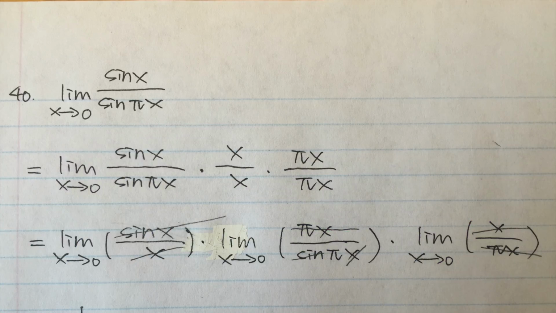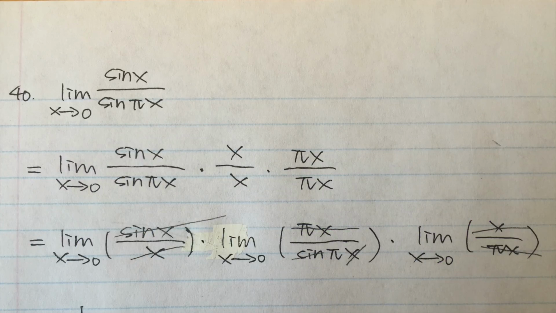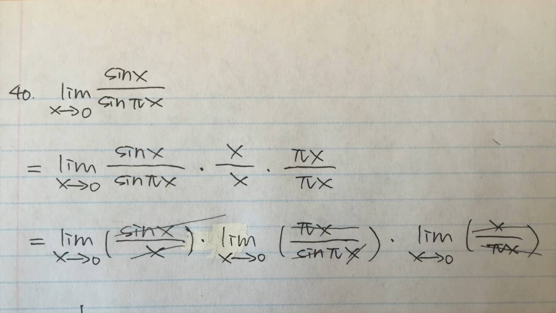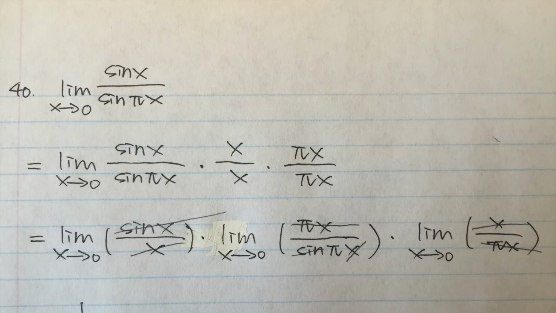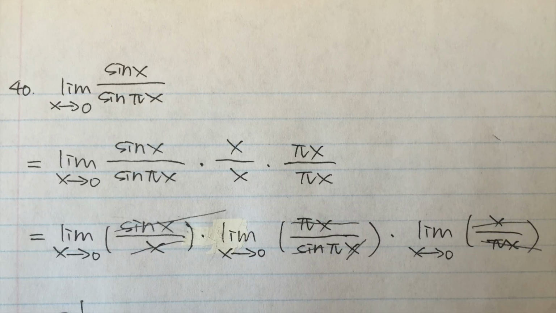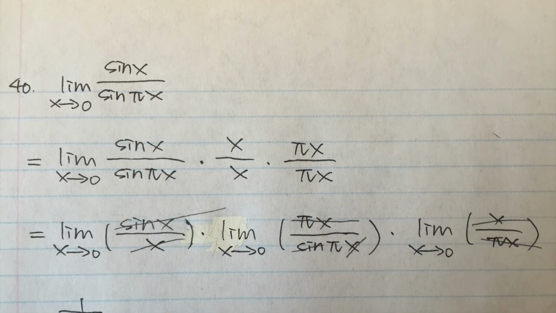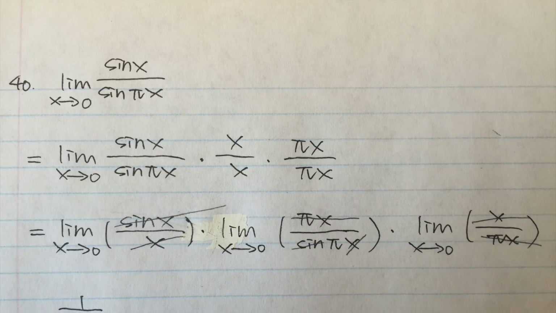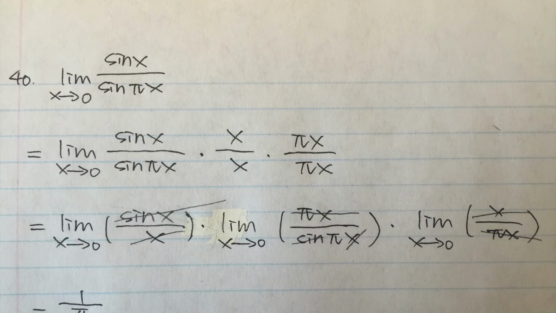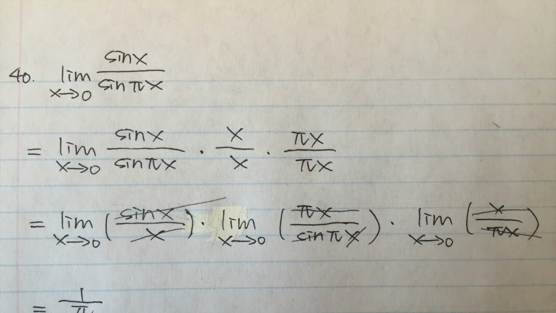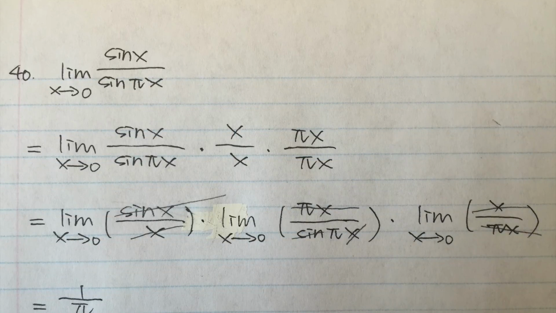My first question is find the limit of sin x over sin pi x as x approaches 0. First, we need to multiply x over x and multiply pi x over pi x. So in the first step, we can get limit sin x over sin pi x as x approaches 0 times x over x times pi x over pi x.